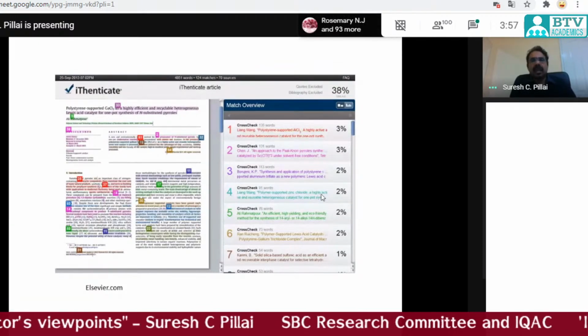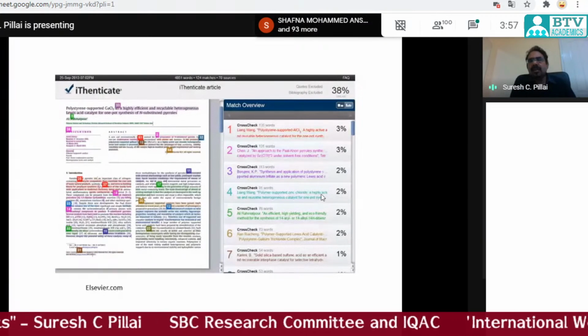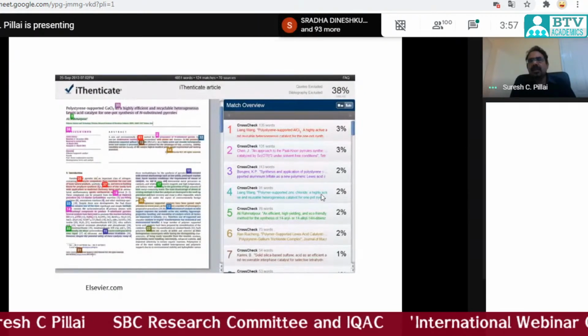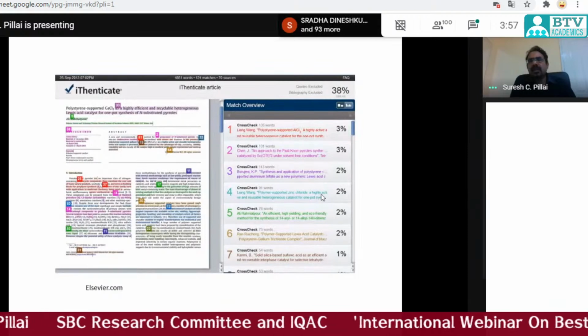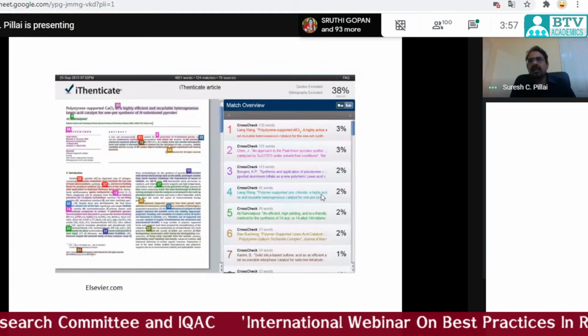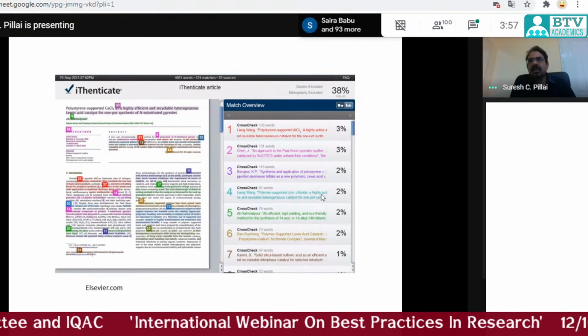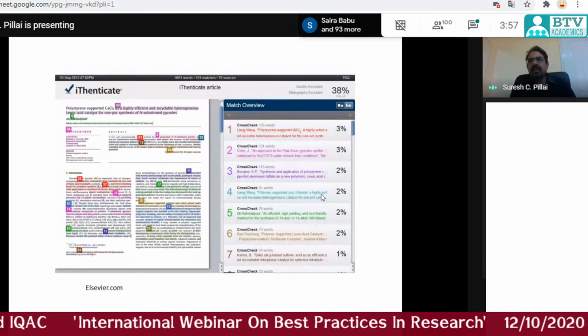If you have any software such as Authenticate or Turnitin, before even submitting to a journal, you should check it. You should check either Authenticate or Turnitin to make sure that there is no plagiarism in your paper.